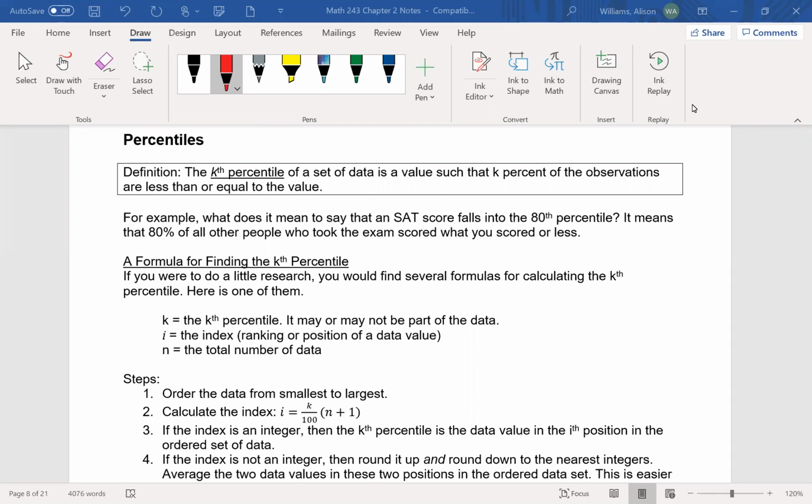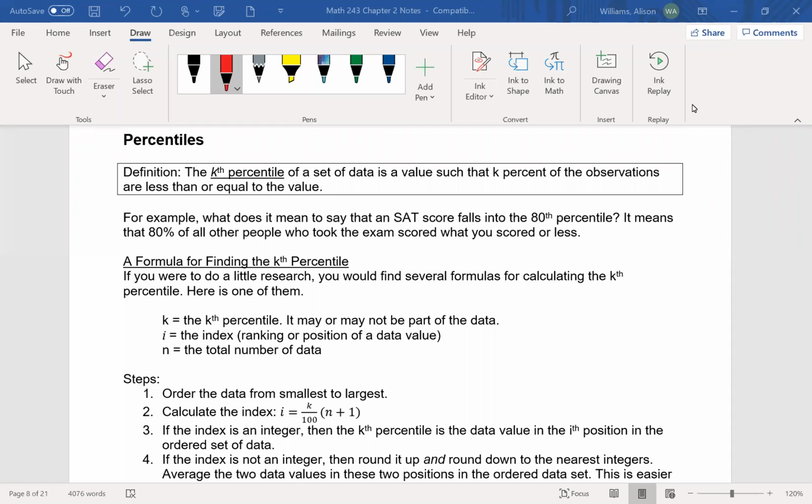So there are several ways of finding the percentile. Our book goes with this way. In fact, they word it just like this, which I thought was a little bit funny. You would find several formulas for calculating the kth percentile. Here's one of them. So K is whichever number you're trying to find. I is the index or the ranking or position. In other words, if I is 5, they're referring to the 5th data value. And then N is the total number of data, and we talked about that also representing sample size.